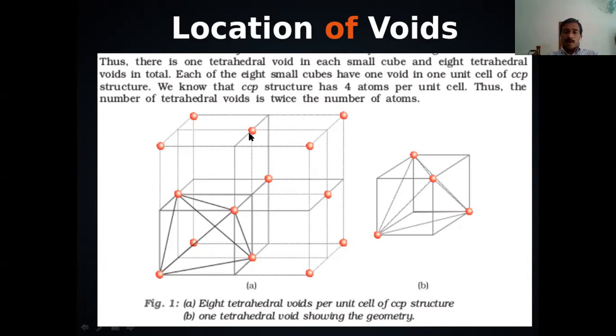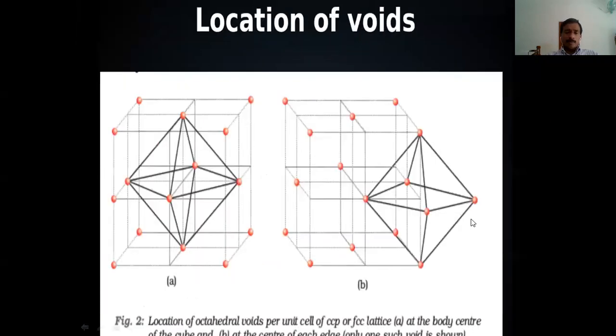Top, 1, 2, 3, 4. It is the position of tetrahedral void. Now, where is the position of octahedral void?